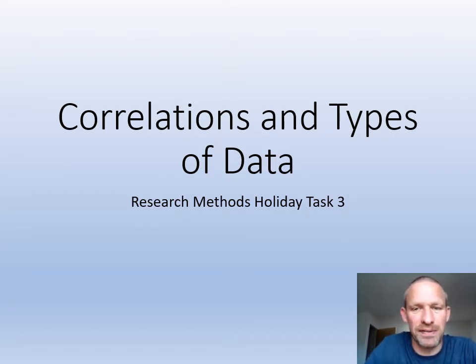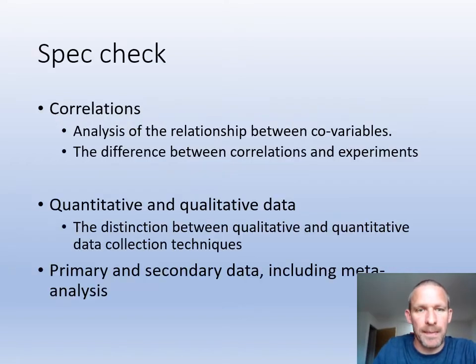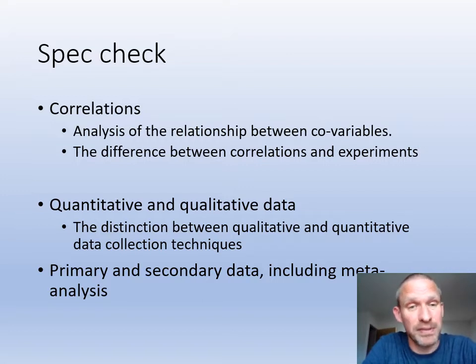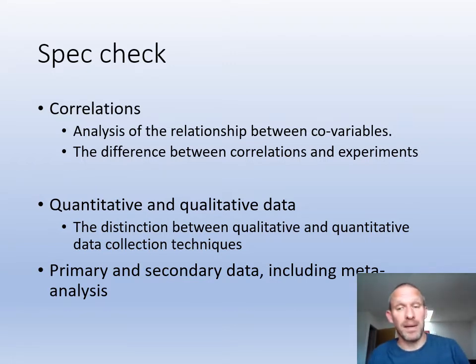Correlations and types of data. So you need to know what correlations are, and be able to describe them. Different types of correlation. You need to know that they're not experiments. That's important. And then we'll move on to quantitative, qualitative data, which I'm sure you're comfortable with, and primary, secondary data, which you're also probably comfortable with from other subjects.